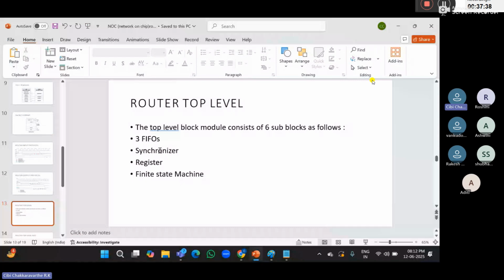For example, if our address is detected, then the next step will be data load, that is, load first data. After we detect the address, we should load the first data, so the load first data signal should be asserted. It should be done at a perfect time. For that we need a synchronizer to synchronize the actions involved here.